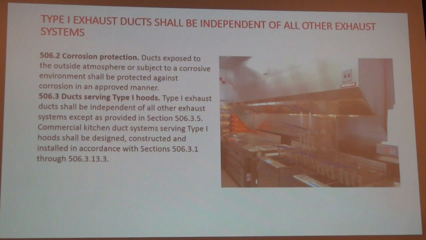We've had outside kitchen exhaust ducts have to be made with corrosion resistant material or protected by a corrosion resistant material, either some sort of wrap that will prevent the duct from rusting, whatever. The ducts serving Type 1 hoods shall be an independent exhaust system. There is an exception, I'm trying to remember how it reads. They got to be on the same floor. They can't go through a firewall.